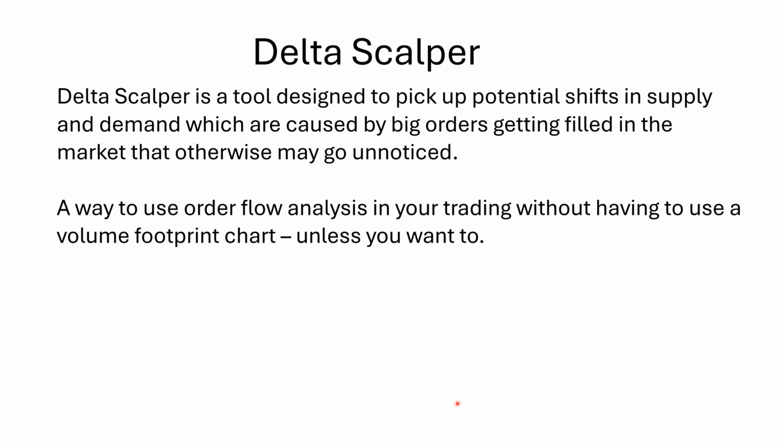The Delta Scalper is a tool designed to pick up potential shifts in supply and demand, which are caused by big orders getting filled in the market that otherwise may go unnoticed. In other words, it's a way to pick up iceberg orders. Everyone likes to talk about icebergs nowadays.